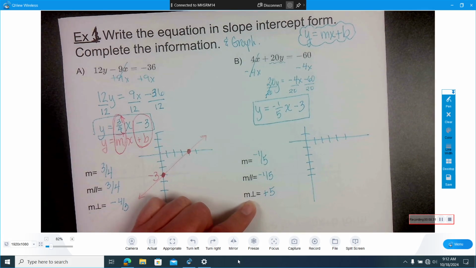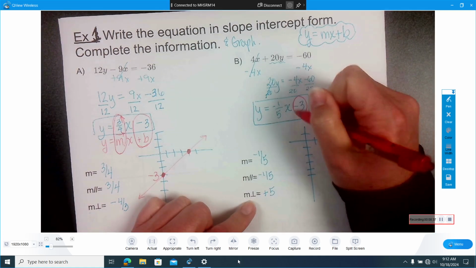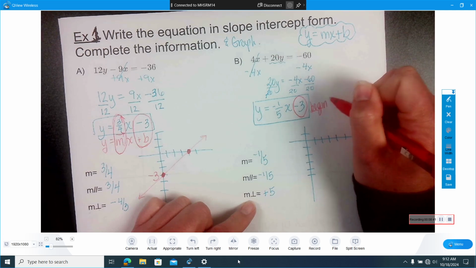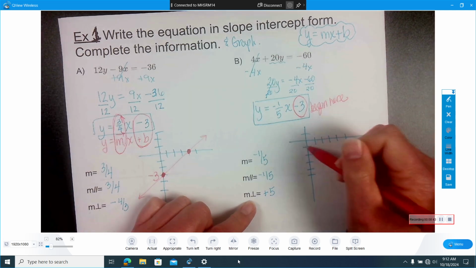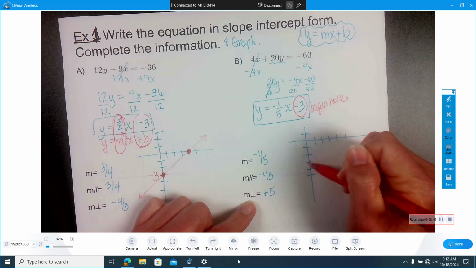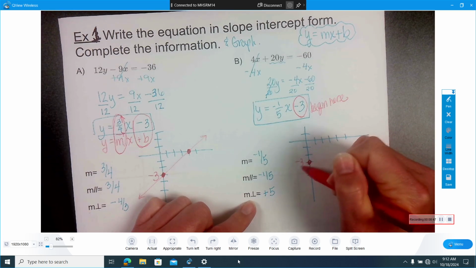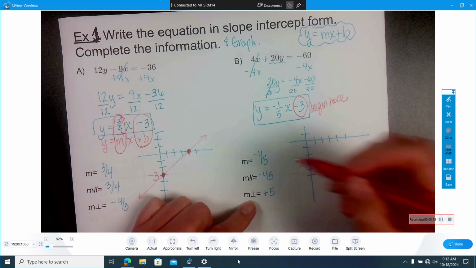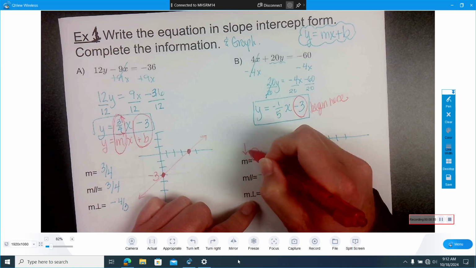Where are we going to begin our graph at? -3. Begin here. -3, 1, 2, 3, -3 on the y-axis is our y-intercept. And what's our slope? -1/5. Is it up 1? Down 1. Yeah, -1. We're going to go down 1.